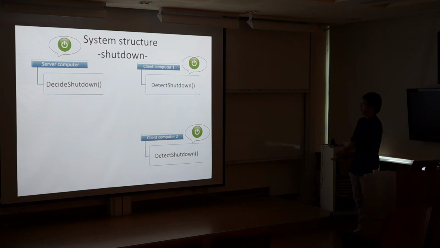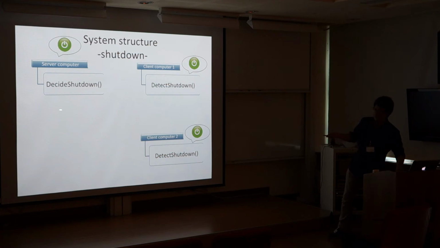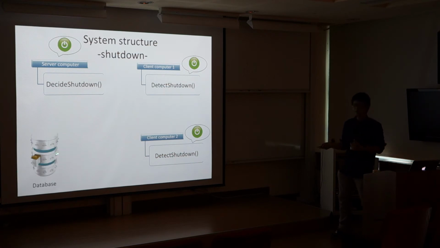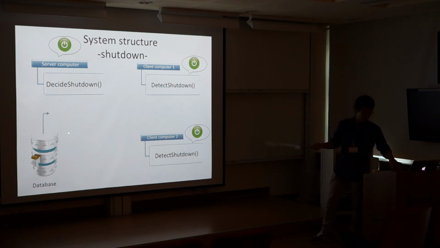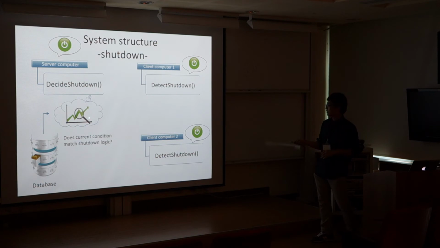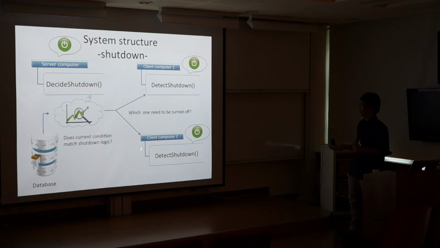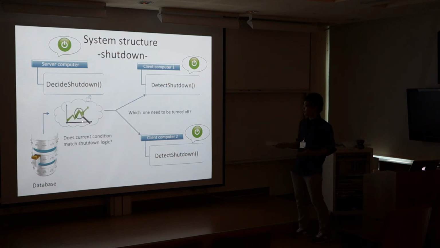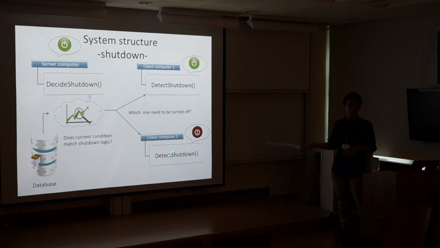Now, I will talk about the shutdown function. First, the shutdown function will take data from the database, and then this function will analyze: does the current condition match the shutdown logic? If it matches the shutdown logic, it will decide which computer needs to be turned off. Maybe this one will turn off this computer.